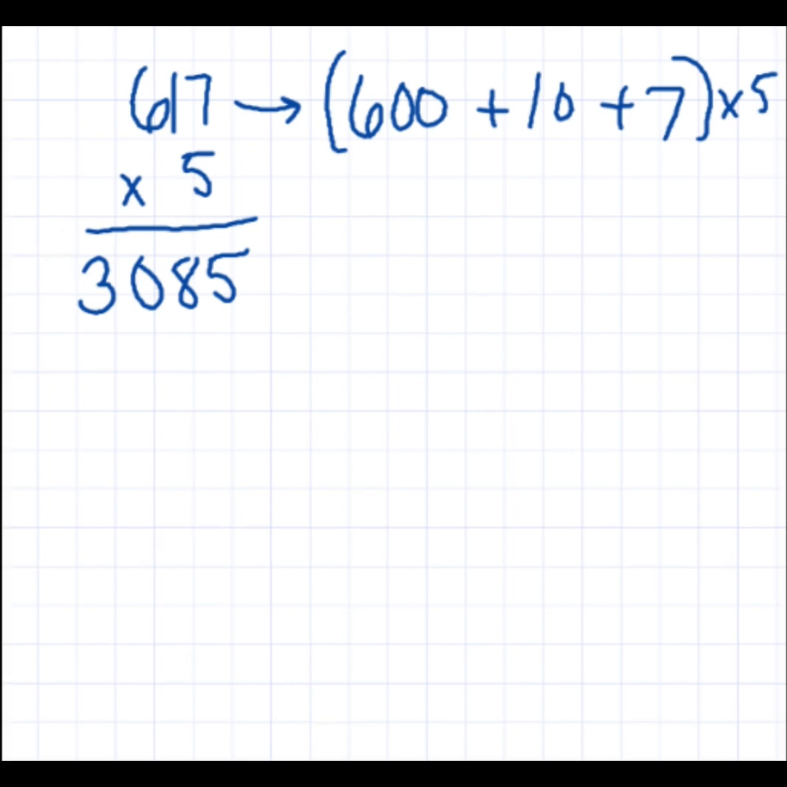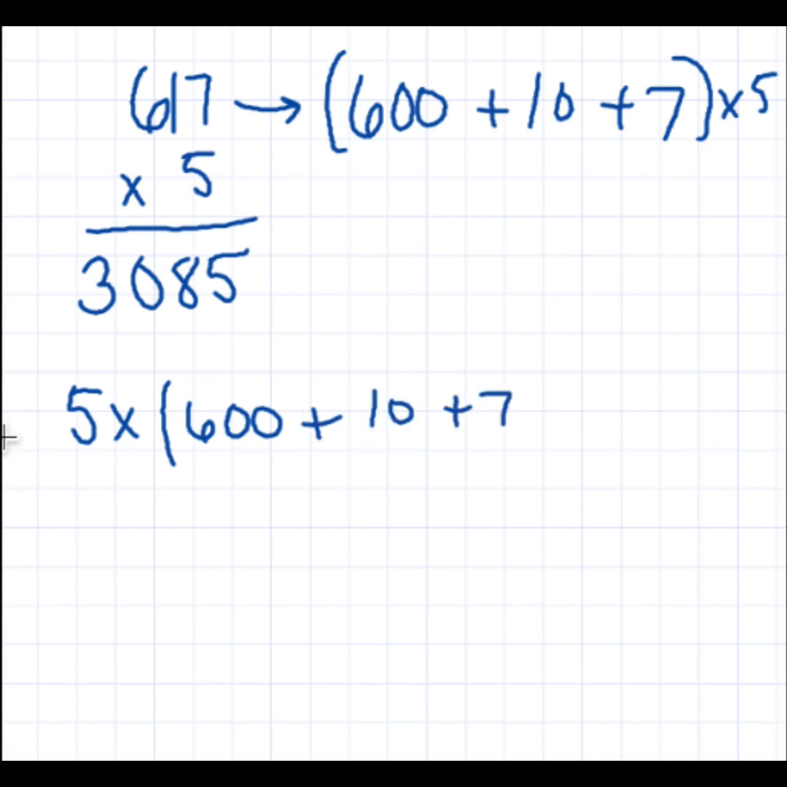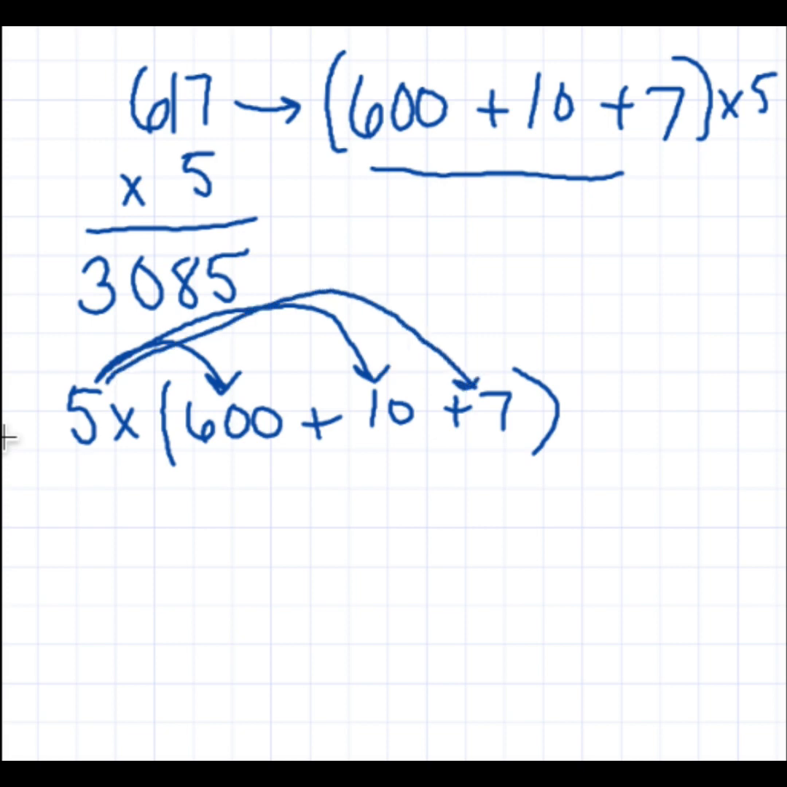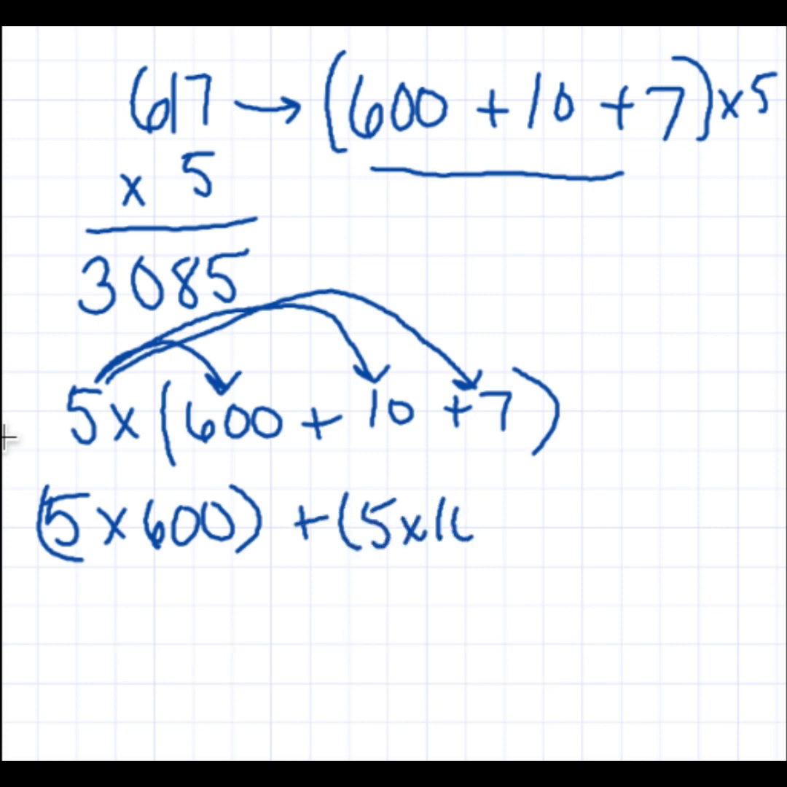Okay, so let's try the math here, and I'm going to rewrite this. I'm going to write this as 5 times (600 plus 10 plus 7), which, as you remember, this 600 plus 10 plus 7 is just an expanded form of 617. Now, if you remember back to some of your math days, we can do the distributive property on this, which means we're going to multiply the 5 times each of the terms inside the parentheses and then add the result. So we end up with 5 times 600 plus 5 times 10 plus 5 times 7.